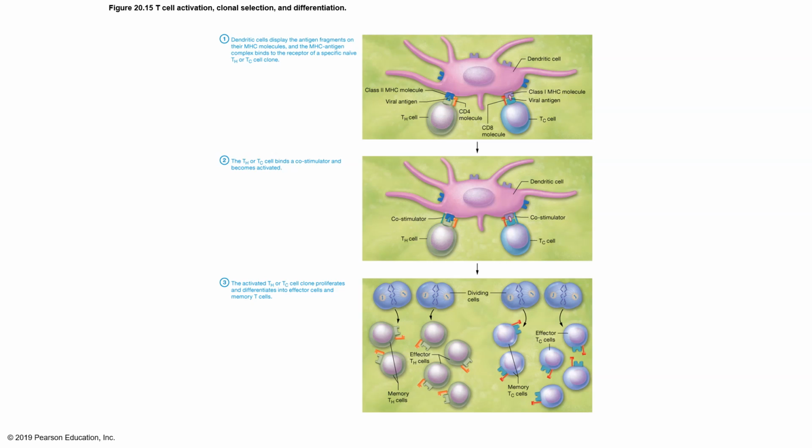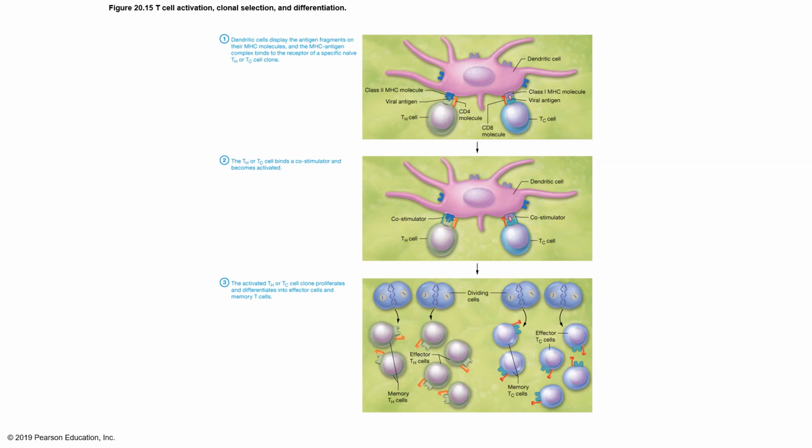These are your helper T cells, which are CD4 cells, and these are your CD8 molecules, which are cytotoxic T cells. So first, the dendritic cell displays the antigen fragments on their MHC molecules. This is the MHC2 molecule. And that complex then binds to the receptor of a specific naive helper T cell. This is a naive helper T cell. This is a naive cytotoxic T cell. Naive just means it hasn't been exposed to the antigen yet.